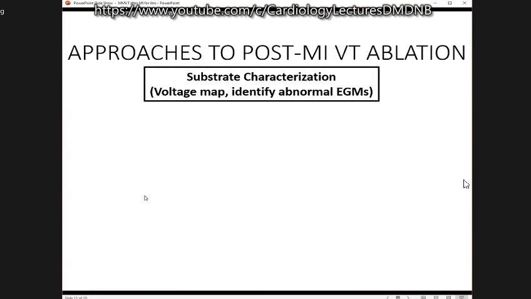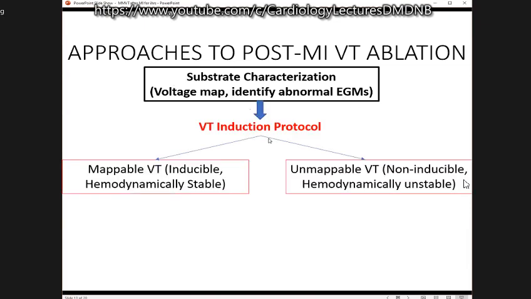And I think Vikram has already gone over this. In a post-MI setting, a broad approach to an ablation, if we decide to do an ablation, is to first find out which are the areas of scar and identify these abnormal EGMs. We will try to induce VT, and two things can happen. Either the patient becomes hemodynamically unstable, or the VT is non-inducible. In either of these circumstances, this VT is considered unmappable, and the strategies are different.